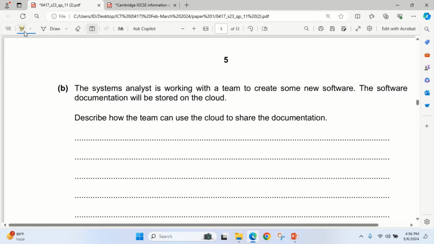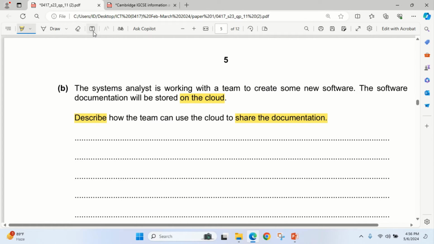The system analyst is working with a team to create some new software. The software documentation will be stored on the cloud. Take note, the command word here is describe how the team can use the cloud to share the documentation. One major advantage of using the cloud to store is that there can be collaboration on the files or documents being uploaded to the cloud. That's one advantage of using the cloud to store. So the question here is now saying, describe how the team can use the cloud to share the documentation. So how would they do that?